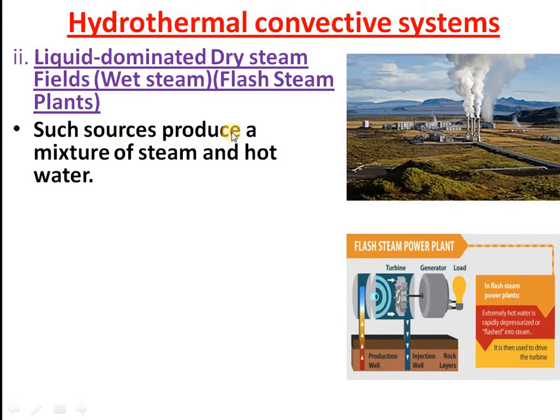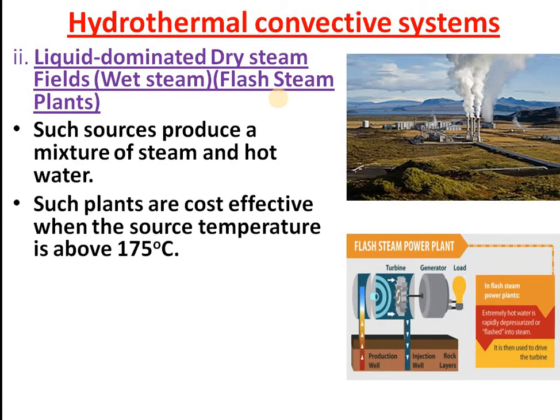So such sources produce a mixture of steam and hot water, but mostly hot water. But when that hot water is brought out, or when you lower the pressure, what happens? It suddenly turns into steam. That process is called flash steaming. By reducing the pressure, you can make it steam. Once it is steam, you can use it to do some work. Such plants are cost effective when the source temperature is above 175 degrees Celsius. So the temperature is very high, and by the flashing process, you get high pressure steam and the turbine can be rotated.